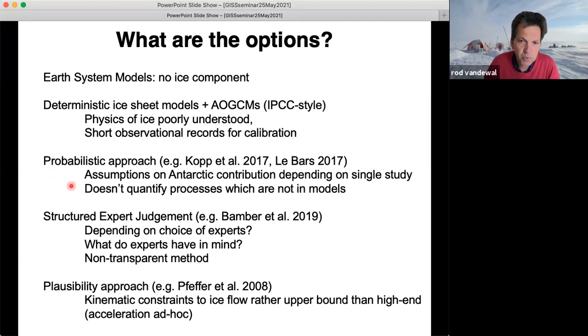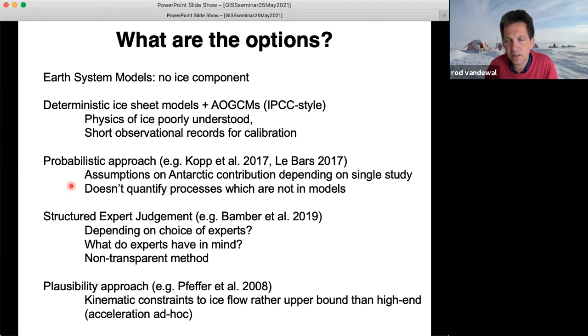A third approach, to get a high-end estimate, is a probabilistic approach, and then you have to think of papers like the one by Bob Kopp in 2014 or Dewi Le Bars, and they get a full PDF for the sea level projection, but that's usually based on the assumption of an Antarctic contribution, for instance, from a single study. In both these papers, it was taken from DeConto and Pollard 2016.